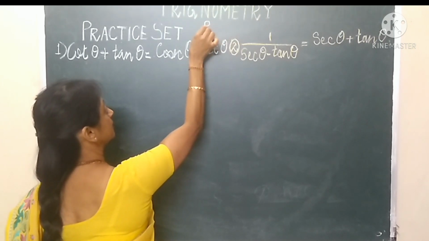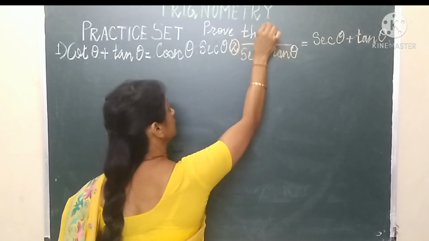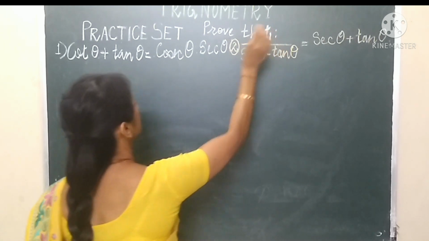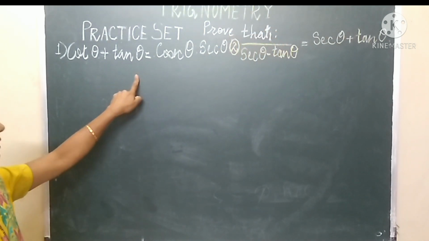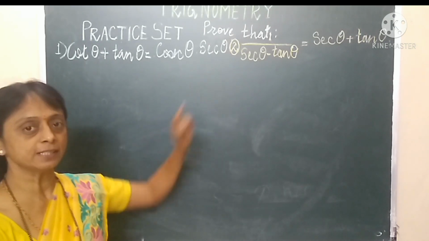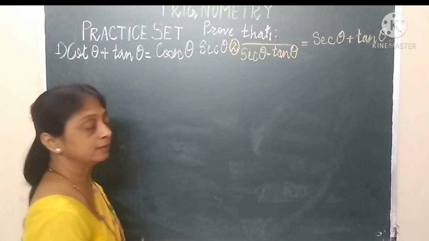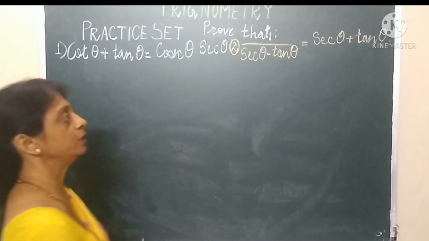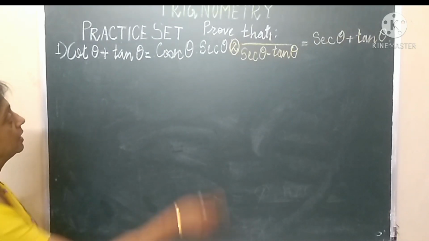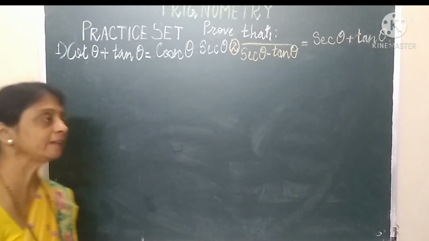that cot theta plus tan theta, the left hand side, should be shown equal to cosec theta into sec theta, and the second, 1 upon sec theta minus tan theta, the left hand side, should be equal to sec theta plus tan theta. These are the two problems where we have to prove that the left hand side is equal to your right hand side. So let's begin with the first one.